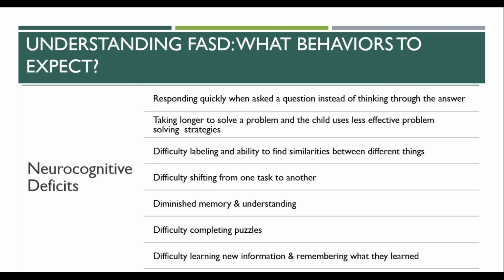Okay, so for the neurocognitive deficits, an individual will have difficulties with shifting from one thing to another. They'll have memory problems. They'll have difficulty learning new information or remembering what they have learned. It will take them a longer time to solve a problem. They will respond quickly. That's a huge thing. They will be very disinhibited. They will have problems inhibiting and stopping themselves. They will engage in quick decisions and show poor judgment. Those are some of the neurocognitive deficits that we will see as a result of the impact of alcohol on the brain.